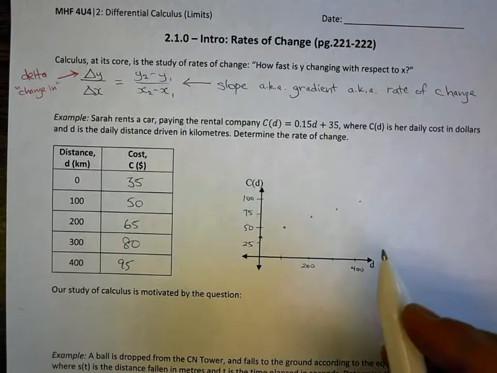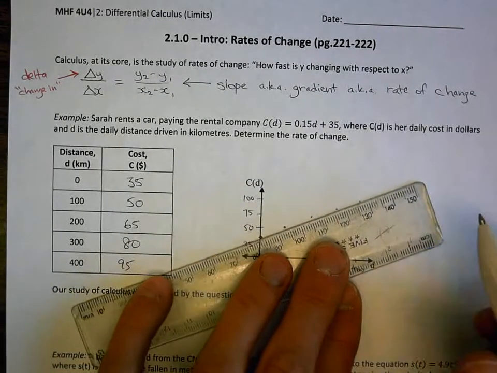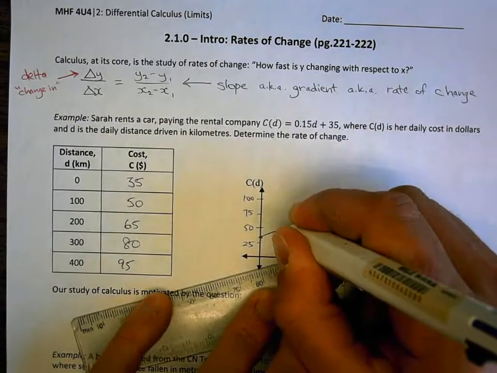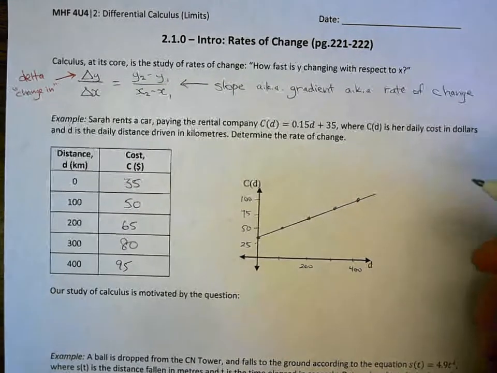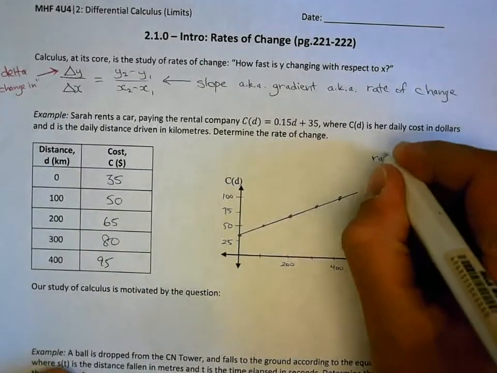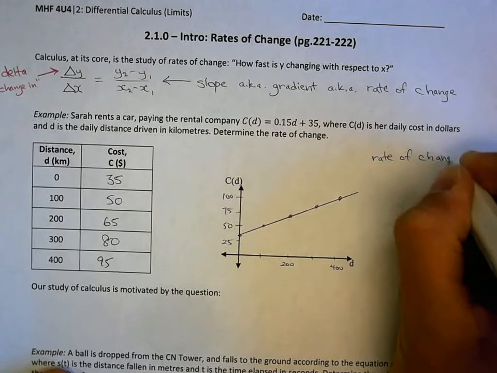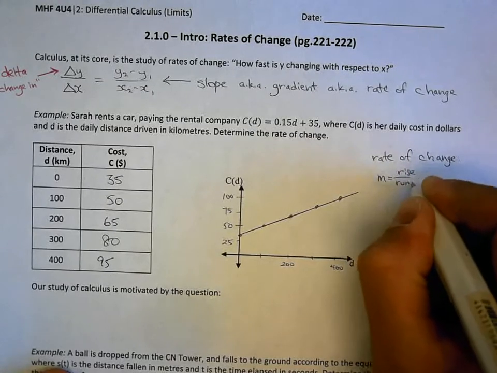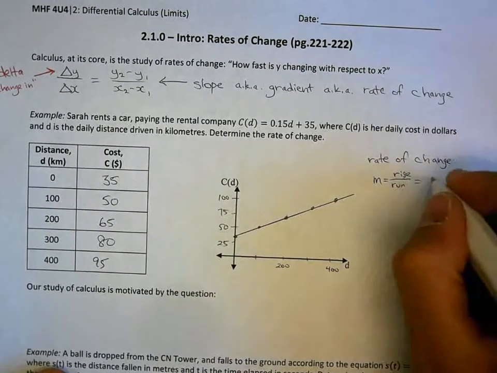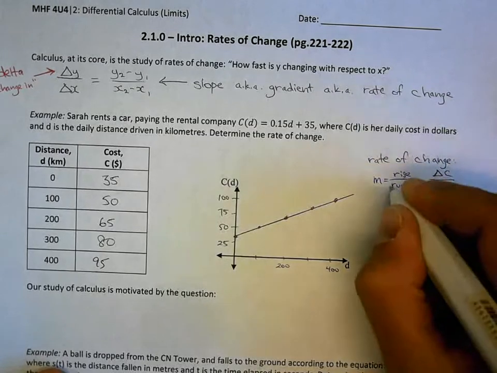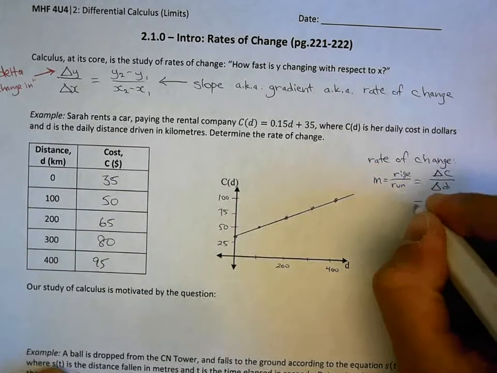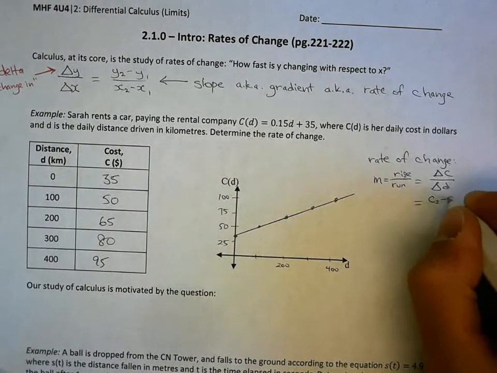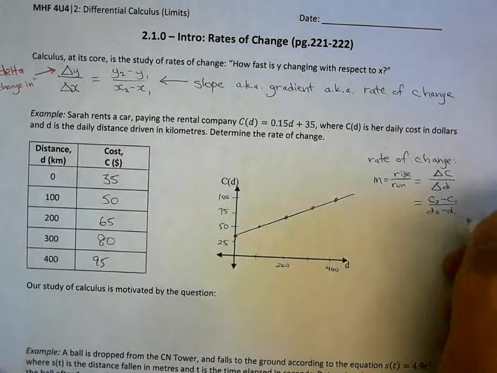Now, if I want to find the rate of change, well, rate of change is a nice way of saying the slope. And when it comes to straight lines, I'm great at finding the slope because we did this in grade 9. To find the rate of change of this line, I'm going to use the slope formula, which is rise over run. And that would be delta. Okay, the rise is a delta C. The run is a delta D. In other words, it would be C2 minus C1 over D2 minus D1.